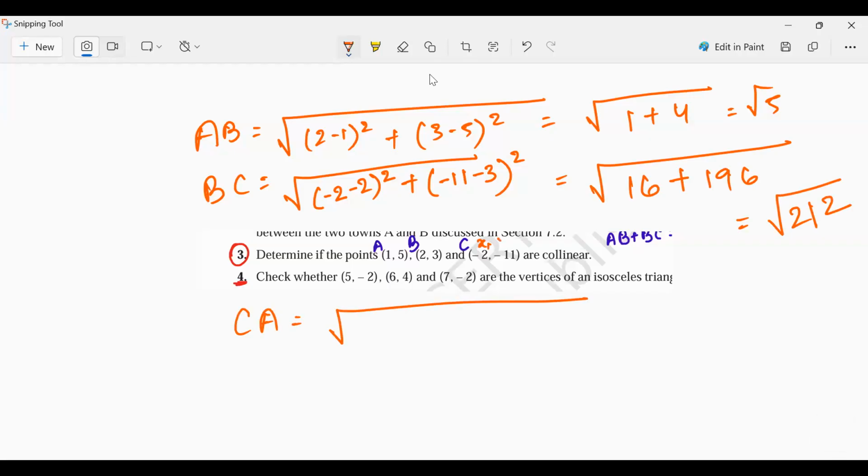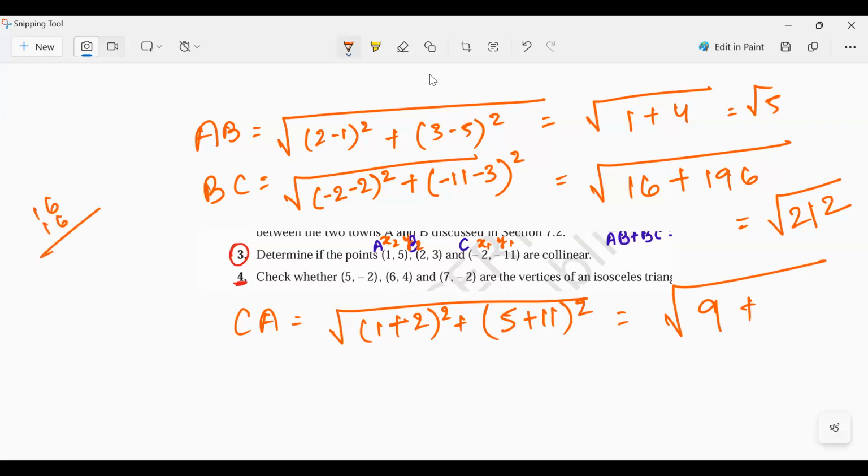CA. Okay, x1, y1, x2, y2. x2 minus x1: 1 minus of minus 2 whole square, plus y2 minus y1: 5 minus of minus 11 whole square. We are getting 3 square, that is 9, and 16 square, that is 256. Now this is not a perfect square number.